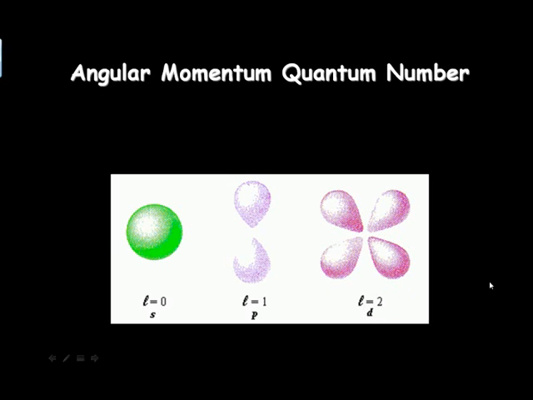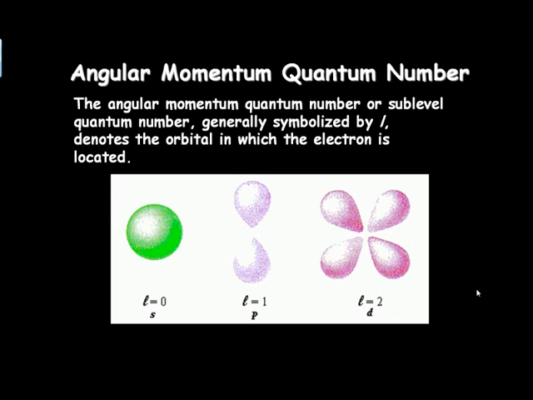Now the second quantum number is the angular momentum quantum number, also known as the sublevel number. Now this also determines the shape of the orbital. It is generally symbolized by a lowercase scripted L. And if you notice in the diagram there, it determines the fact that the S sublevel is spherical, that the P sublevel is dumbbell shaped, and that the D sublevel kind of looks like flower petals. And then the F sublevel also has a rather unique shape.